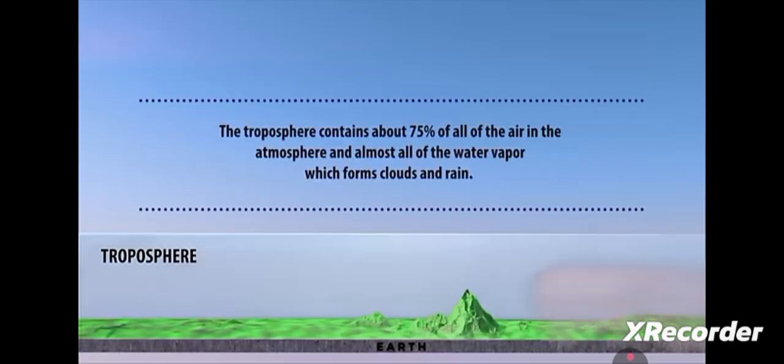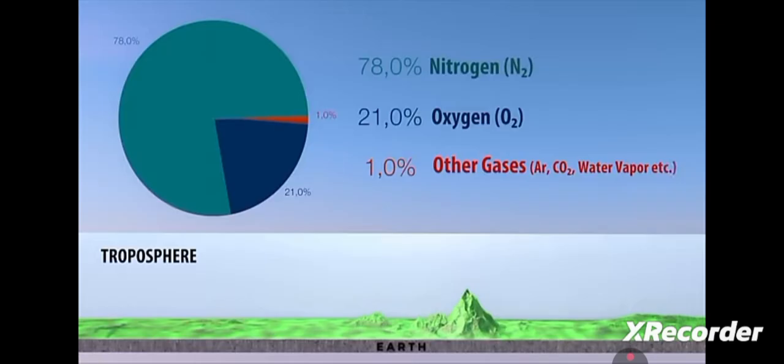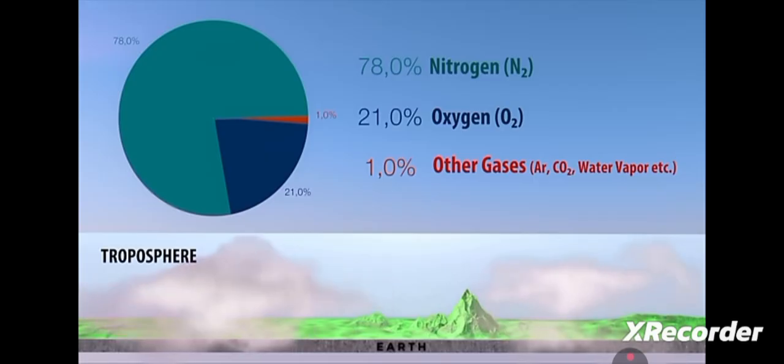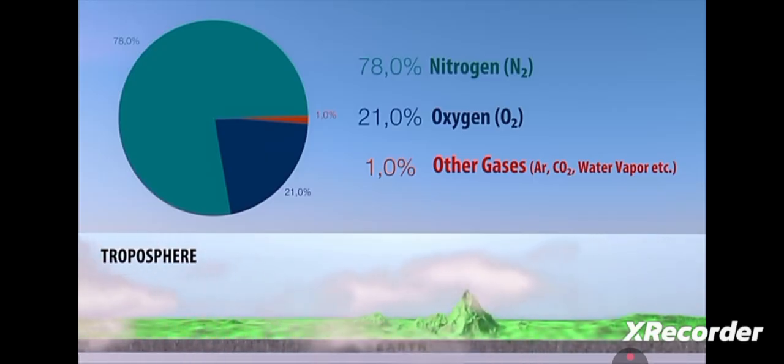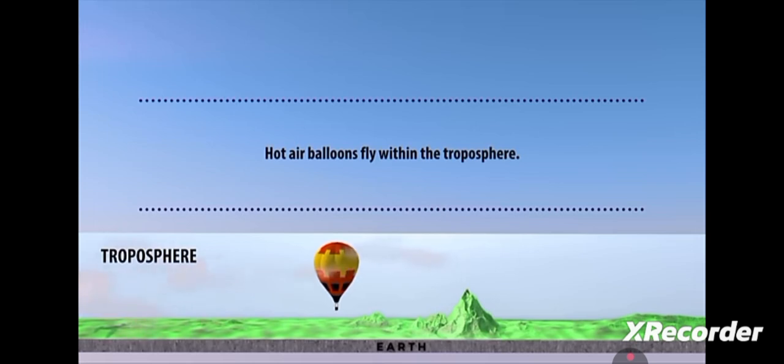The troposphere contains about 75% of all of the air in the atmosphere, and almost all of the water vapor, which forms clouds and rain. In this layer, air is made up of approximately 78% nitrogen, 21% oxygen, and 1% argon, with small amounts of additional gases, including water vapor and carbon dioxide. Hot air balloons fly within the troposphere.